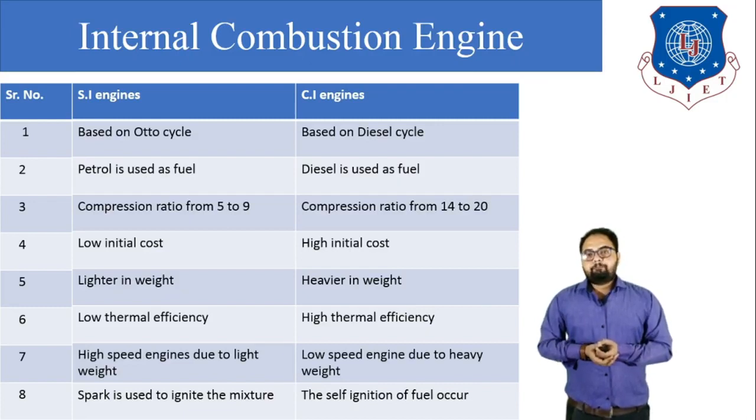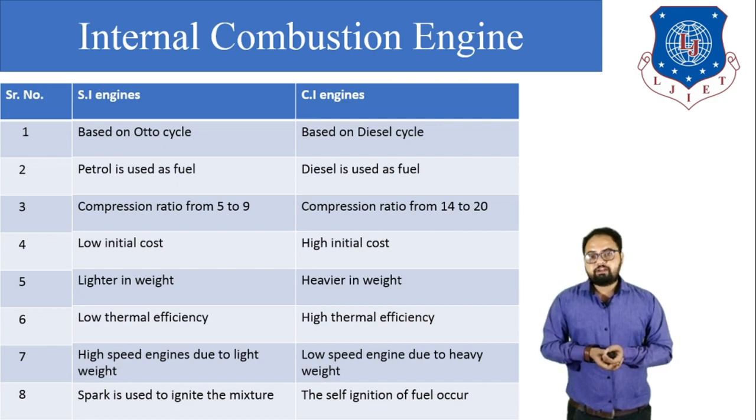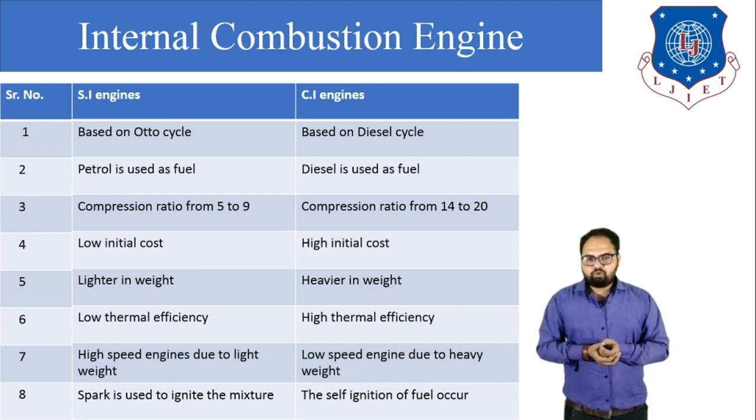In SI engine, the compression ratio ranges from 5 to 9, or in some books you will find that it remains between 6 to 10. While in CI engine, the compression ratio ranges between 14 to 20, or in some books you will find that it remains between 15 to 22. Okay. The initial cost, as we all know, petrol engines are cheaper than diesel engines. So the initial cost of SI engine is less, the initial cost of diesel engine is high.